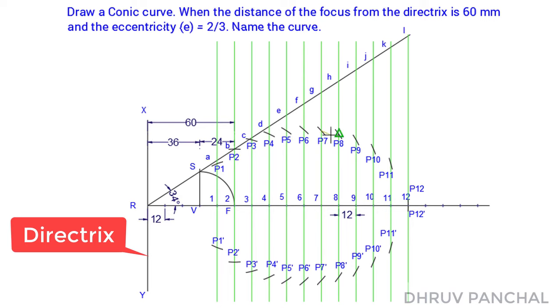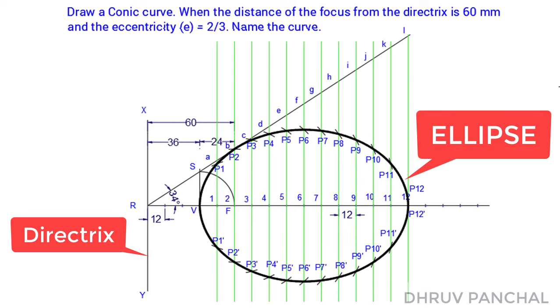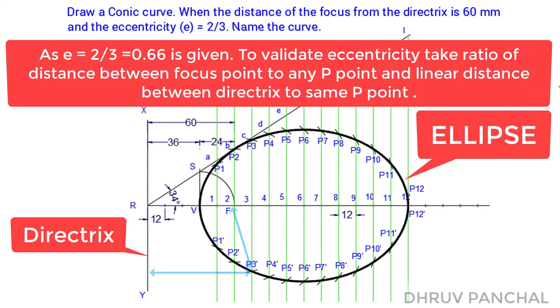Now, with the help of French curve, draw a smooth curve passing through all the derived P points. This smooth curve is known as ellipse. Here, eccentricity is given 2 by 3, which is equal to 0.66. To validate eccentricity, take the ratio of distance between focus point to any P point and linear distance between directrix to the same P point. You will get 0.66 as an answer.